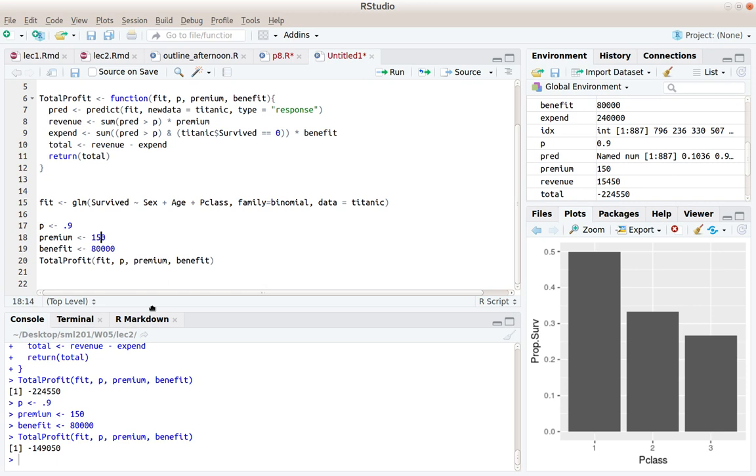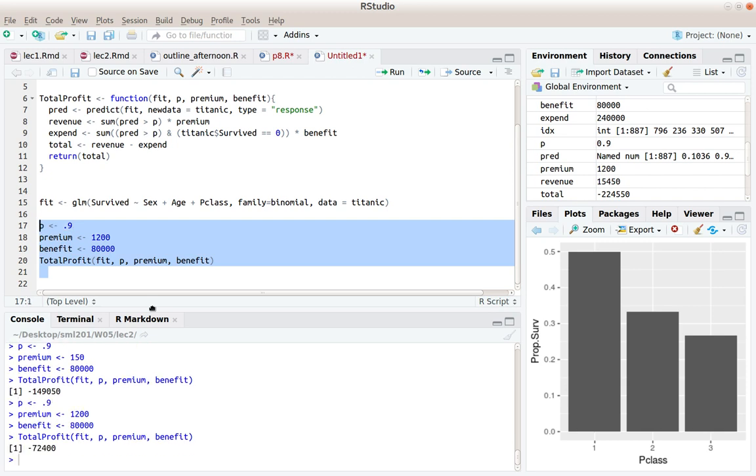Maybe I should increase the premium, so maybe I'll sell the premium for like $1,200. Okay, that is better. Maybe 200, 2,000 rather. I'm almost breaking even, so one thing I could do is I could just say, well, I'll pay out 65,000. That seems like a pretty bad deal, but there you are. So that way I would be making $16,000.